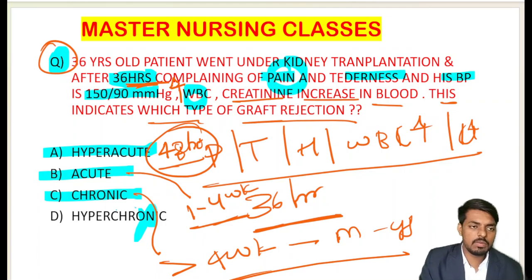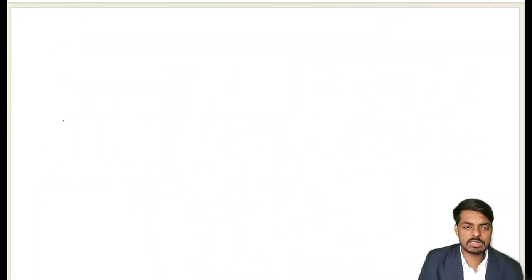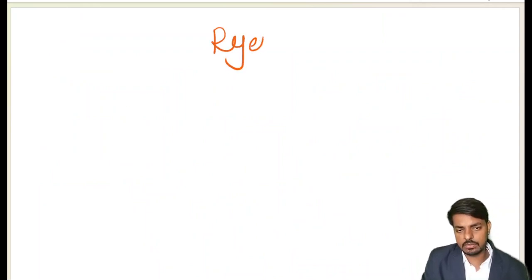Very, very importantly, AIMS will not ask only this much. AIMS will ask such questions. Yes, very importantly, that is kidney rejection.